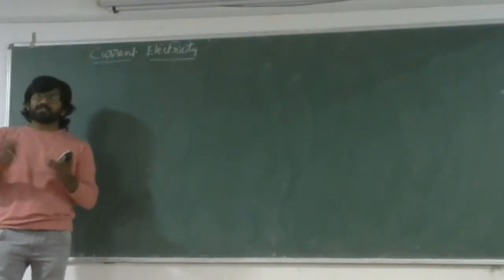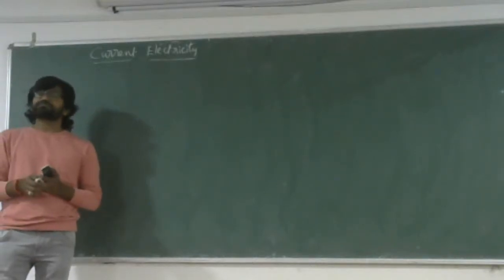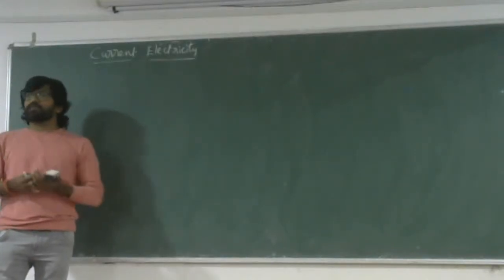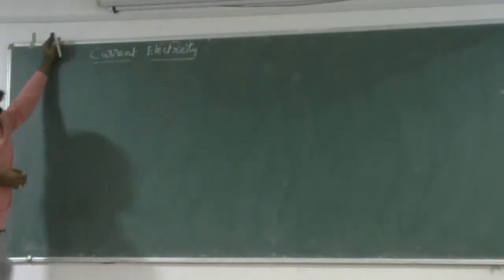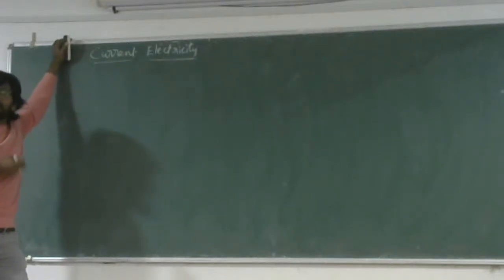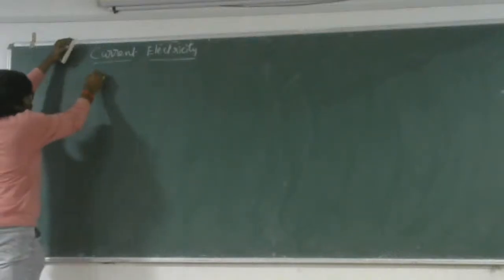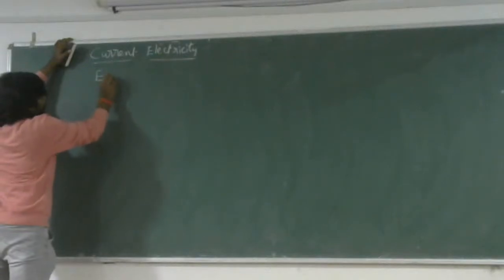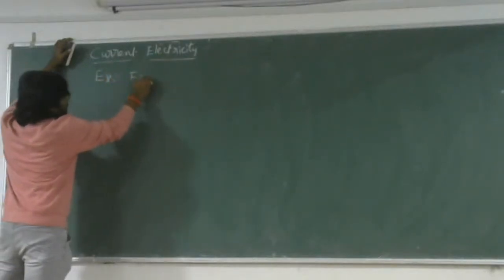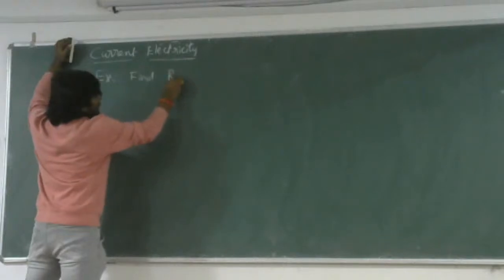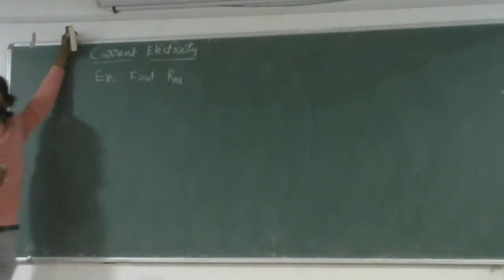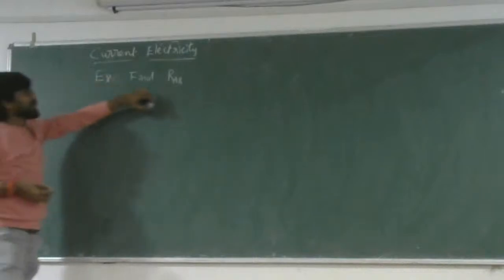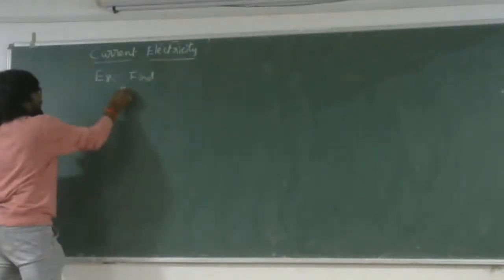There are so many important methods. We have discussed a few questions already. One of those important methods is how to find the effective resistance of an infinite network. So write down the question. Find R_AB, or effective resistance between A and B.